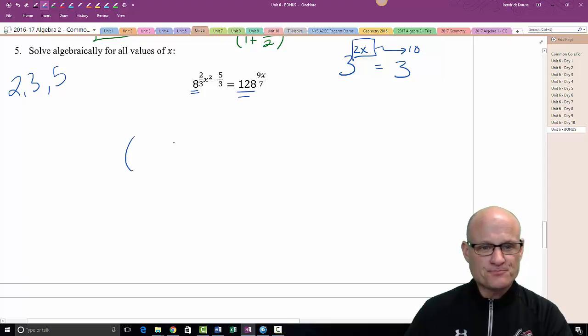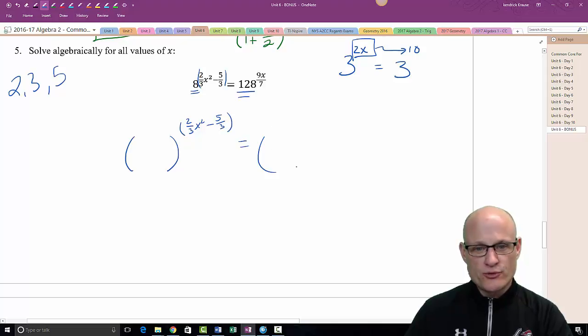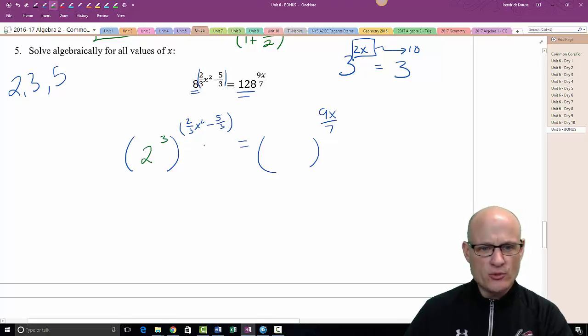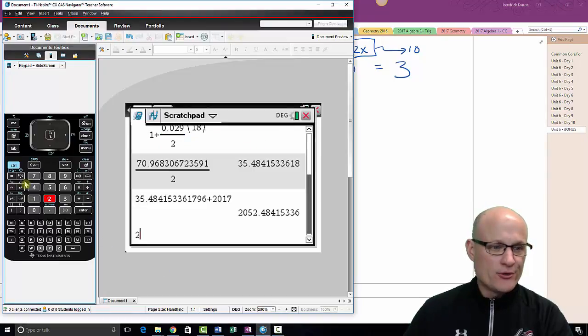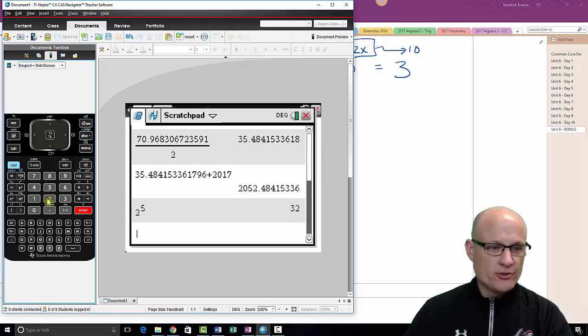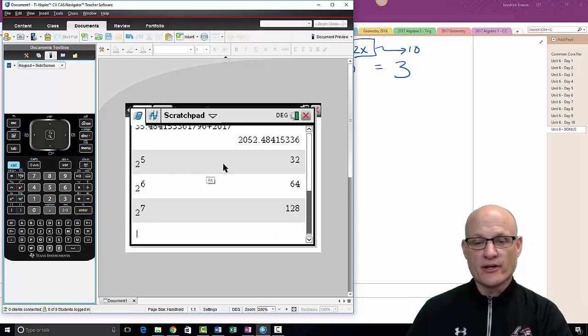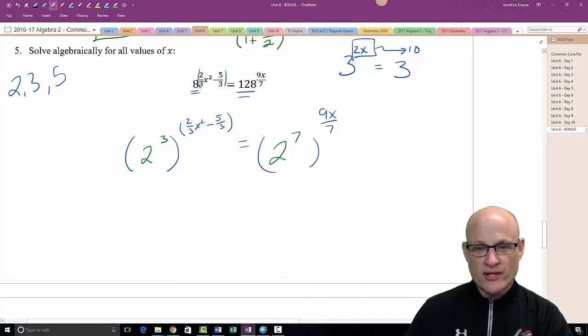So what I'm going to do is I'm just going to copy stuff over. 2/3 x squared, because I like putting things in parentheses, you know that. Minus 5 over 3 equals to the 9x over 7. All right, so let's see what we got. 8 is really 2 cubed. And 128. Now, if you don't know this, you just come over to your calculator. Right? 2 raised to the 5th. Nope. 2 raised to the 6th. Nope. 2 raised to the 7th. Yep. Oh, there it is. 2 to the 7th.